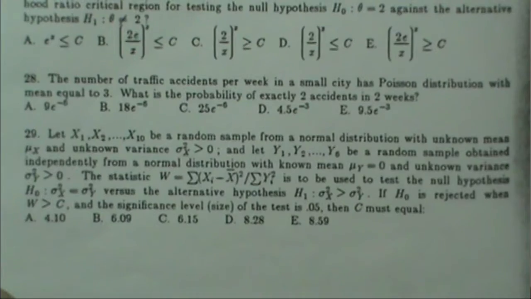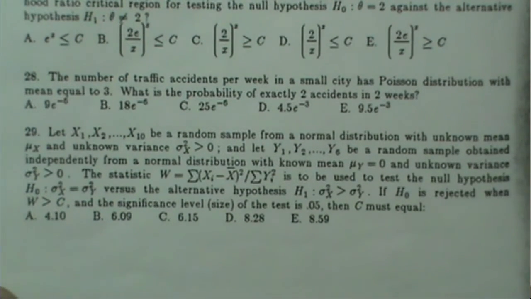Number 29. Let x1 through x10 be a random sample from a normal distribution with unknown mean mu x and an unknown variance sigma x squared greater than 0. And let y1 through y6 be a random sample obtained independently from a normal distribution with known mean mu y equal to 0 and unknown variance sigma y squared. The statistic W, which is the sum of (xi minus the mean) squared divided by the sum of yi squared, is to be used to test the null hypothesis that the variances are equal versus the alternative that the variance for x is greater than the variance for y. If H0 is rejected when W is greater than c and the significance level of the test is 0.05, then c must equal.